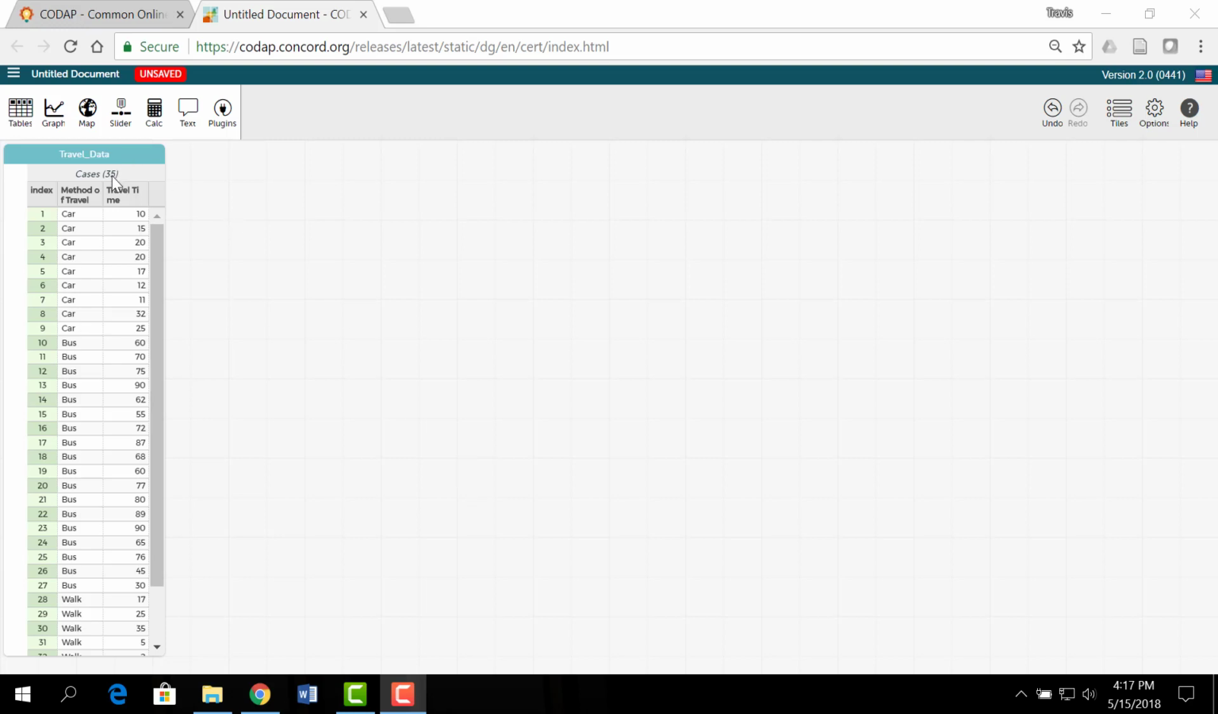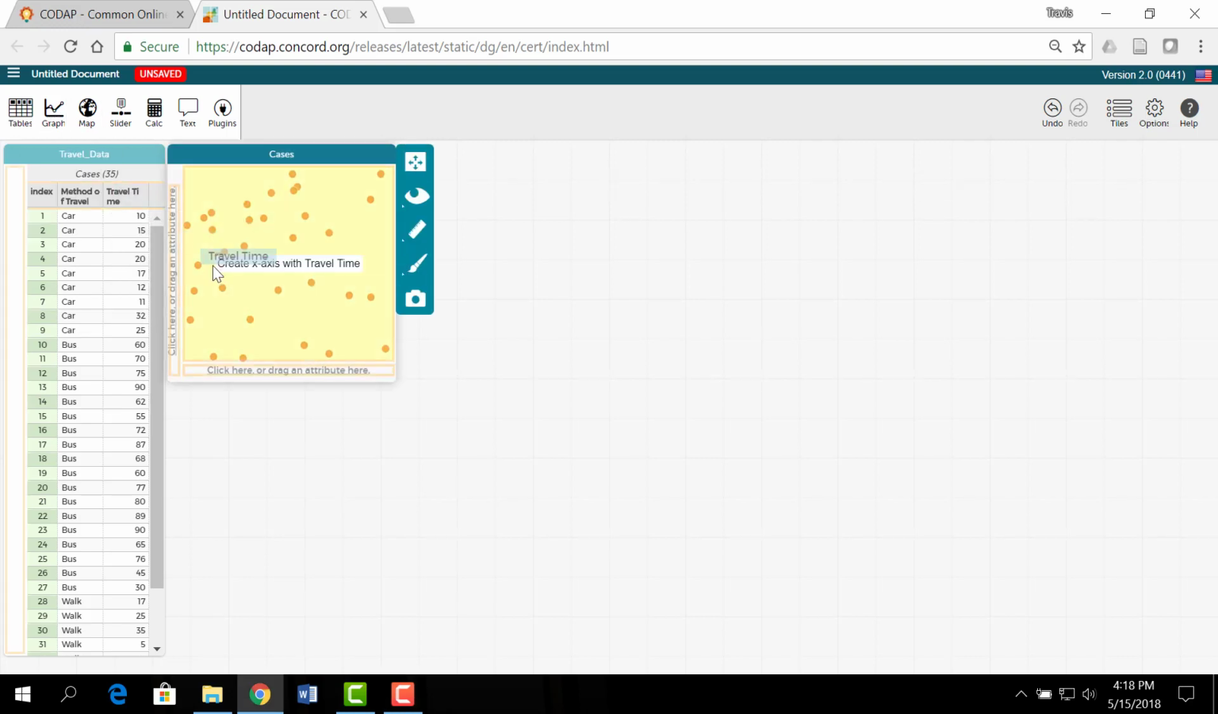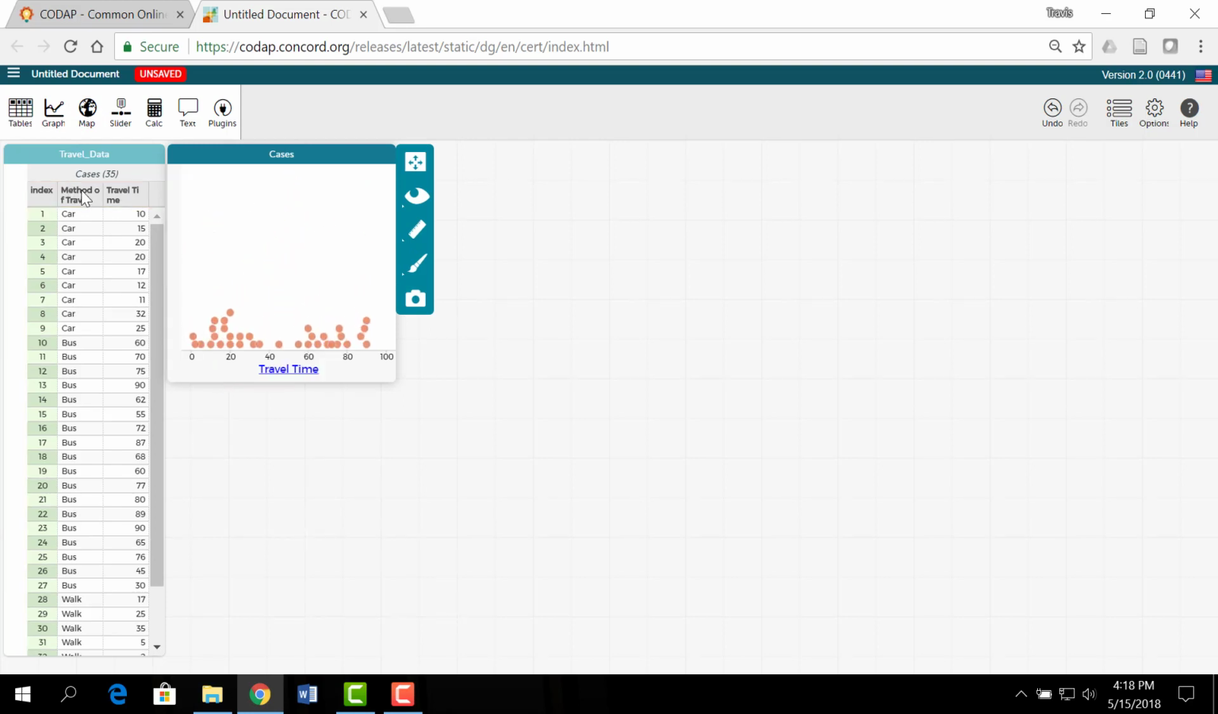We have 35 individuals, North Carolina high school students, and two different variables measured on those individuals. One is the main method of travel they take to school, the other is the time it takes them to travel. In this case, we're going to use the method of travel as a grouping variable to split this sample into smaller groups that are distinct from one another. Let me make a visual here that I think will make that a little easier to see.